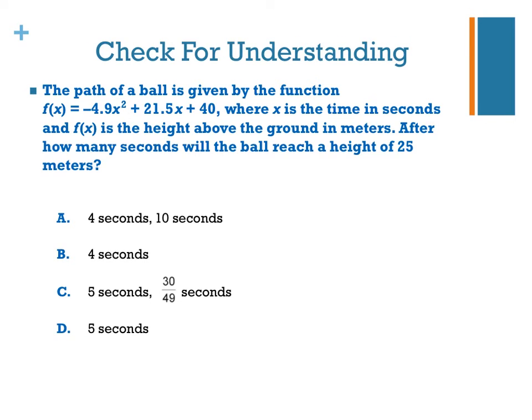Alright, it's time for you to check your understanding. In this example, the path of a ball is given by the function f of x, and the function is given to us. It's a quadratic function, a quadratic polynomial, because our degree is 2. The highest exponent is 2. Where x is measured in time in seconds, and f of x is the height above the ground in meters. After how many seconds will the ball reach a height of 25 meters?